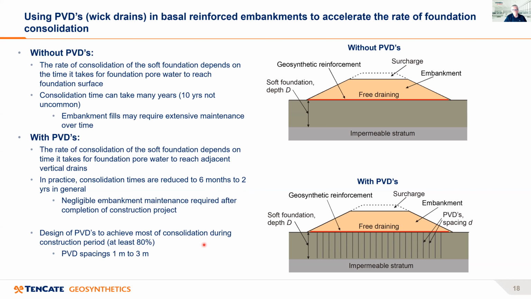Normally what's done practically is you design the wick drain layout to achieve most of the consolidation during the construction period of the embankment project. And normally, practically, you find that these wick drain spacings are between 1 to 3 metres.